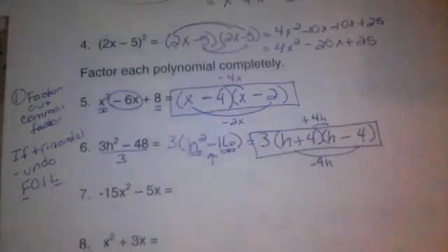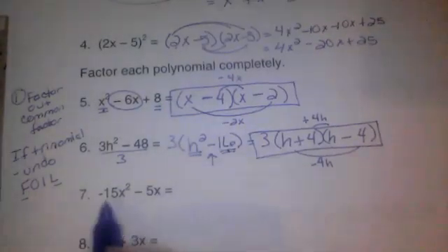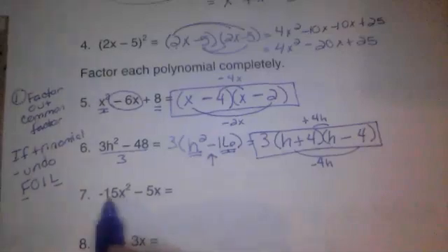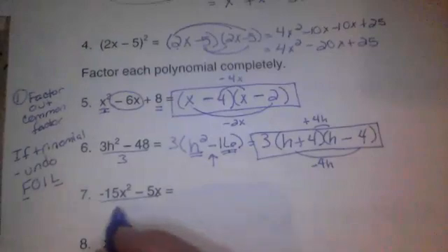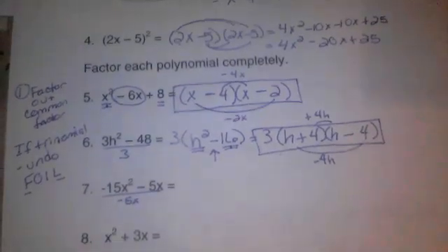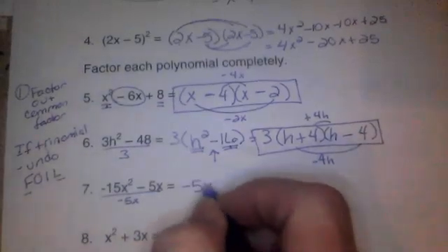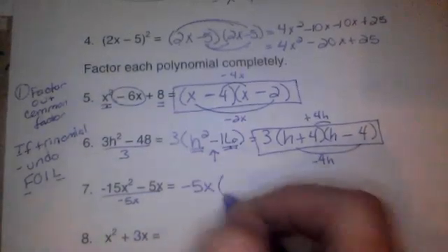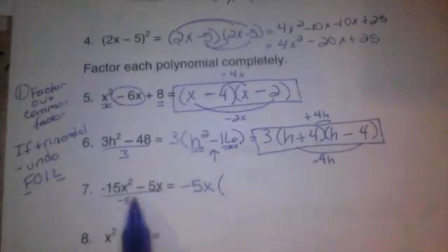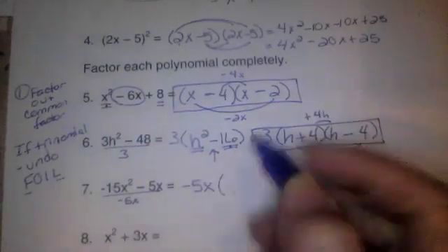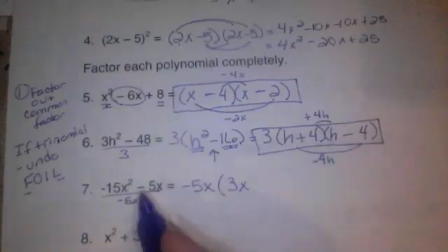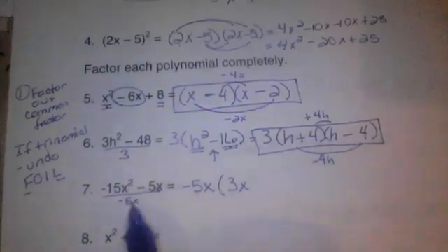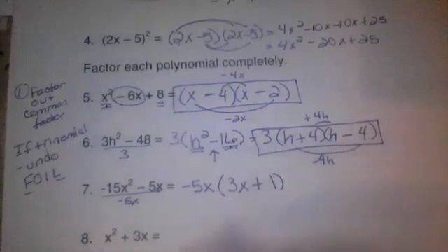All right, so let's look at number 7. It looks like they also have something in common here. They have the number 5 that we could divide out and an x. So I'm going to divide this by negative 5x. We'll get rid of that negative out in front as well. So I'm going to put the negative 5x out in front. If I divide negative 15 by negative 5, I get 3. x squared divided by x is just x. And then negative 5x divided by negative 5x would be positive 1.